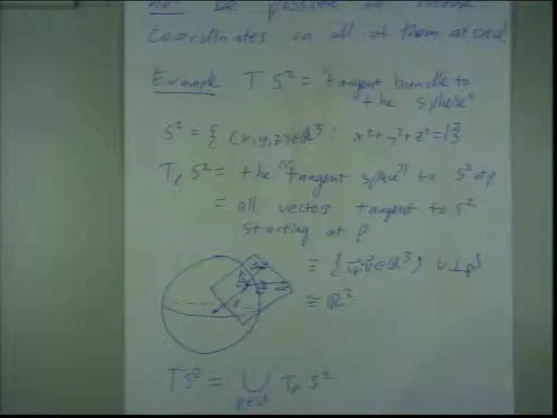So geometrically, you can see that here's the tangent space to the circle. And you see that the tangent line here is perpendicular to the line from the origin to the point on the circle you're considering.